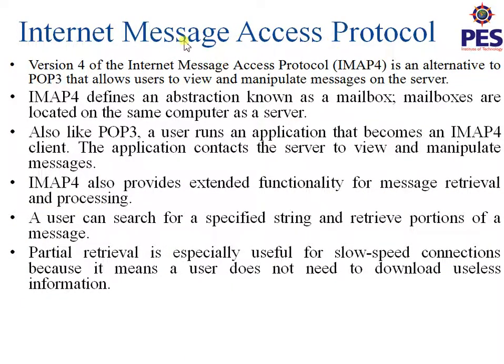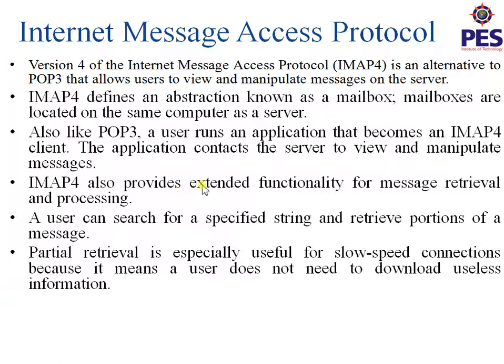IMAP, that is, Internet Message Access Protocol. Version 4 of the Internet Message Access Protocol is an alternative to POP3 that allows the user to view and manipulate messages on the server. IMAP4 defines an abstraction known as a mailbox. Mailboxes are located on the same computer as the server. Also, like POP3, a user runs an application that becomes an IMAP4 client. The application contacts the server to view and manipulate messages.